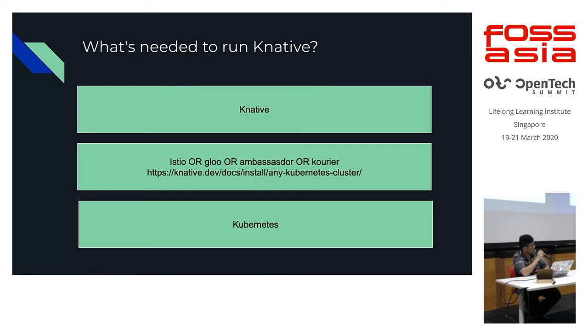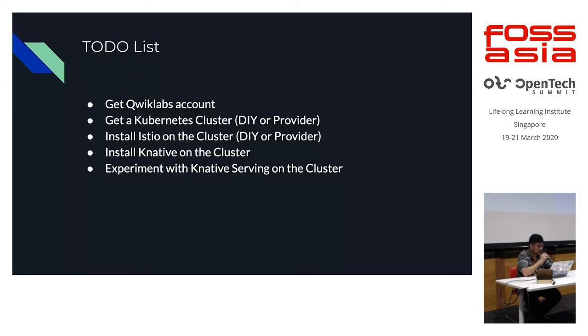So what's needed to run Knative? As mentioned in the second slide earlier, Knative runs on Kubernetes, but in order to deploy Knative, it is dependent on some sort of service mesh constructs. Examples of that are Istio, Gloo, Ambassador, Courier. This list of components continues to grow every day, so with each new release of Knative, a new component could be added here. So you can install Kubernetes, then on top of Kubernetes you get Istio in, and after that you can run Knative on top of that.